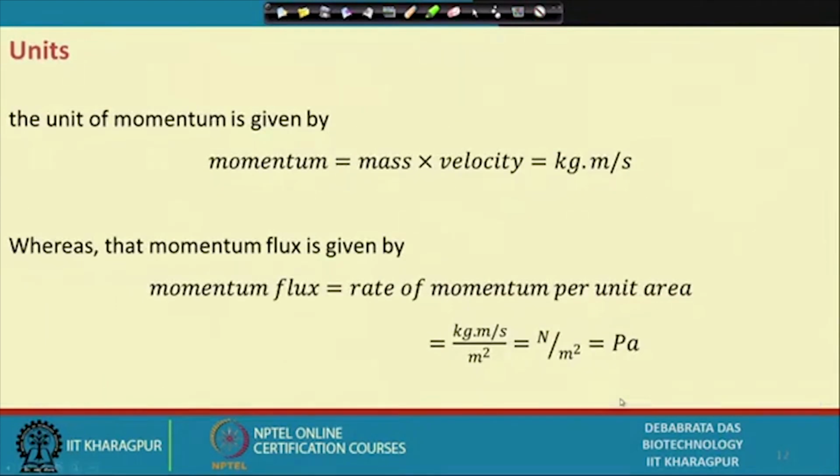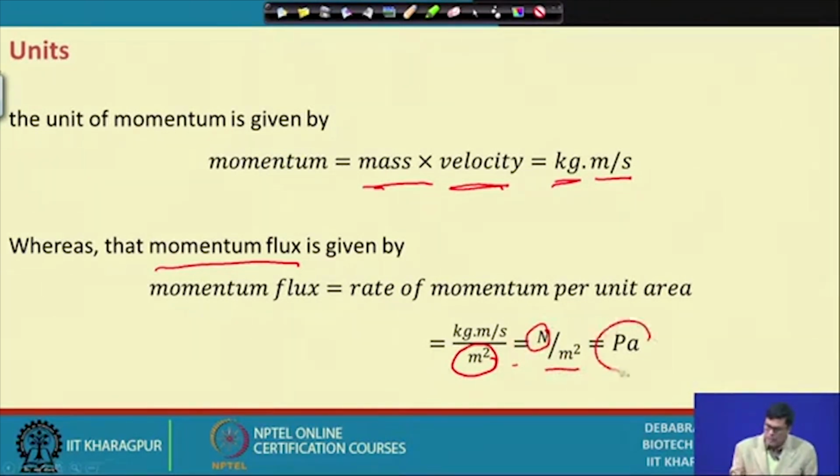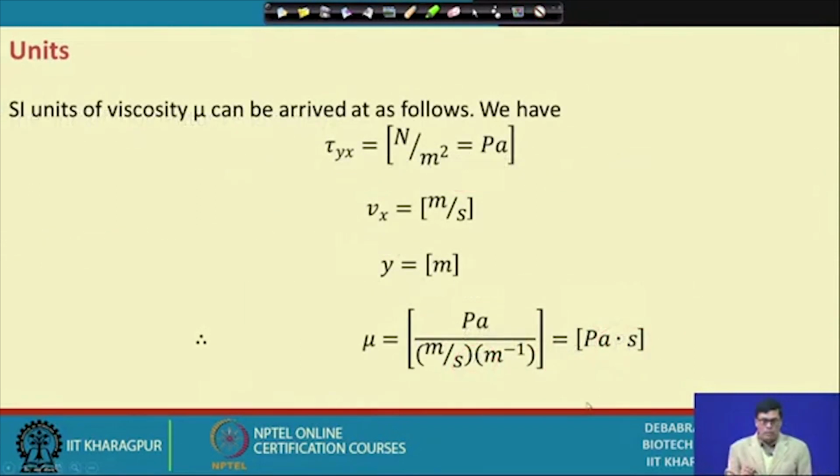Now momentum, as I pointed out, is equal to mass into velocity. What is the unit of mass? Kg. And what is the unit of velocity? That is mass per unit time. So this we get as the mass flux. The flux is always with respect to per unit surface area. So if it is kg meter per second, then kg per meter second is the Newton per second, and this is usually expressed as Pascal.